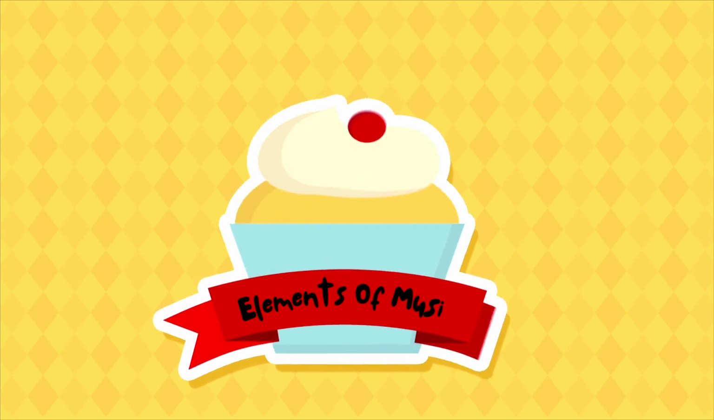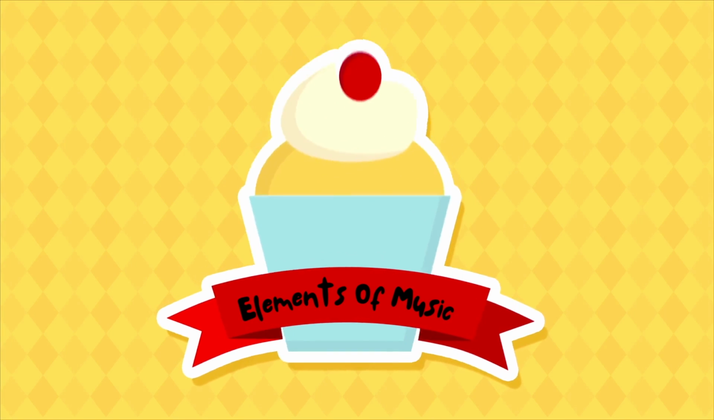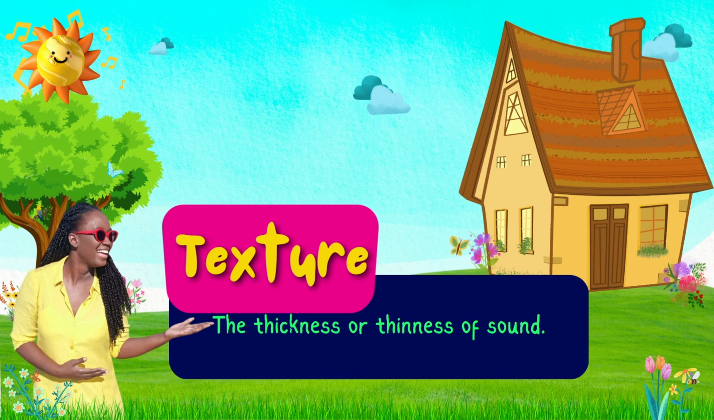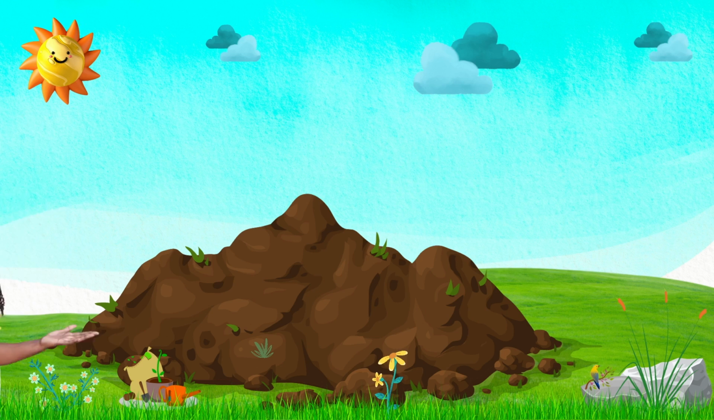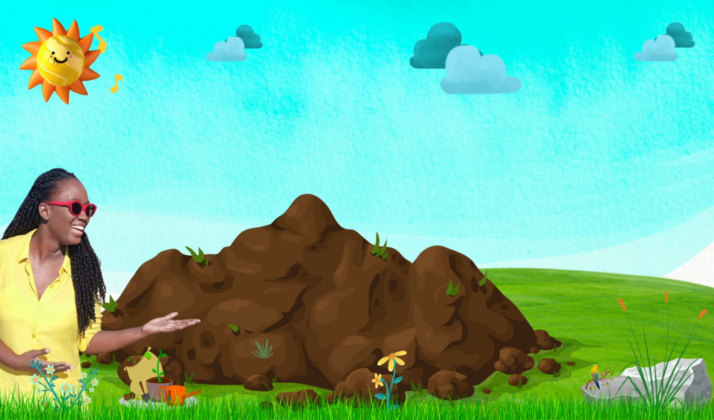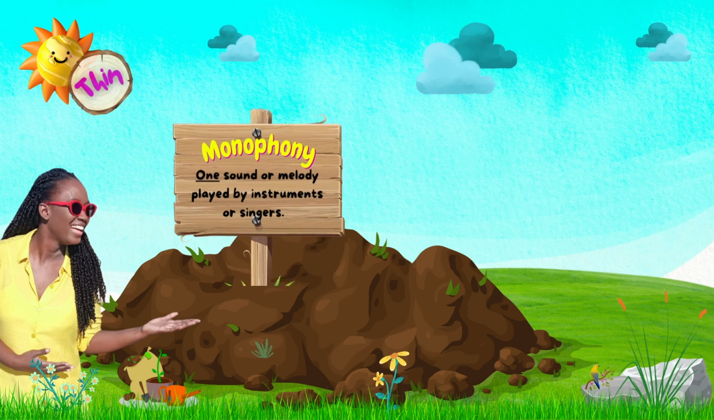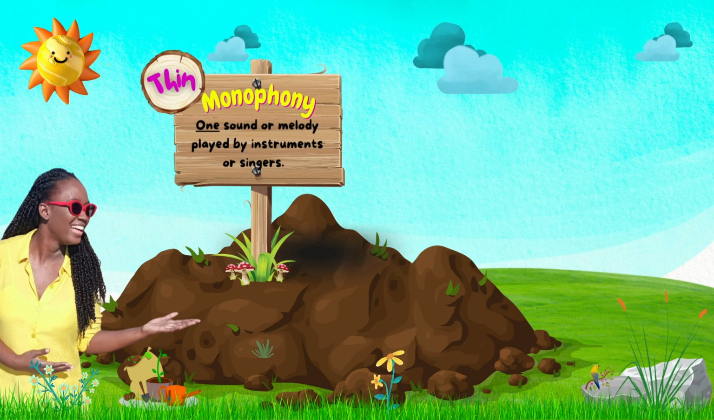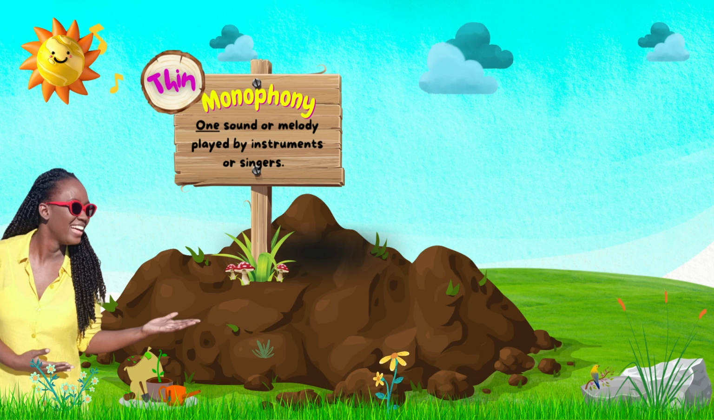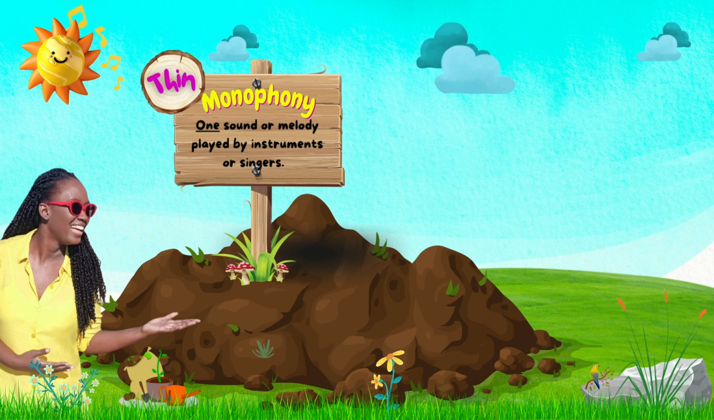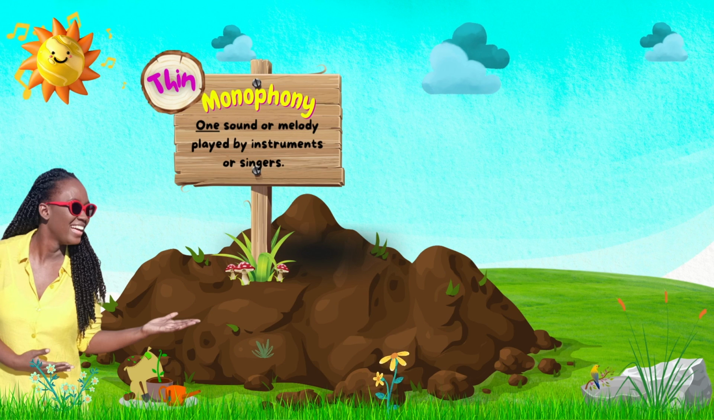This reminds me of another element of music. Texture is the thickness or thinness of sound. Let me tell you more. We'll be exploring two types of textures. The first one is thin. It's called monophony. This happens when one sound or melody is played by instruments or singers.